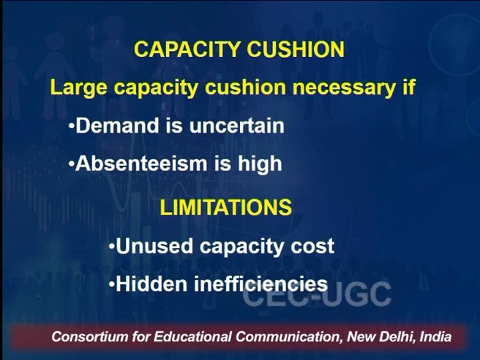So capacity cushion is just like excess capacity in your plant, wherein if the demand suddenly becomes high, you are able to meet it. But if the demand does not increase, then the capacity of your plant is unused, so it will lead to less efficiency.